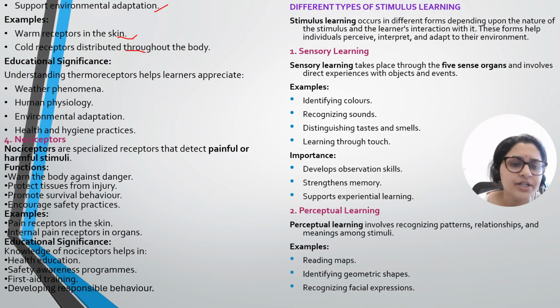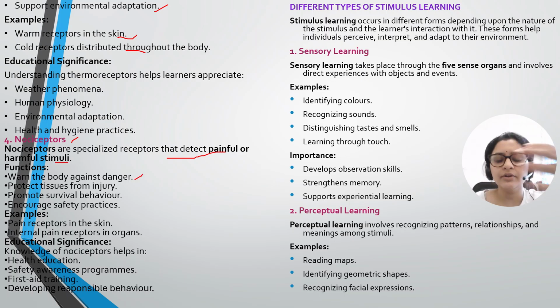This is the educational significance. Nociceptors. They detect painful or harmful stimuli. Example, they warn the body against danger. When you are crossing the road and some vehicle, a lorry, is coming opposite to you, these receptors will warn you and you'll walk fast and cross the road, or you'll wait there till the vehicle goes away. They protect tissues from injury, they promote survival behavior, and they encourage various safety practices.